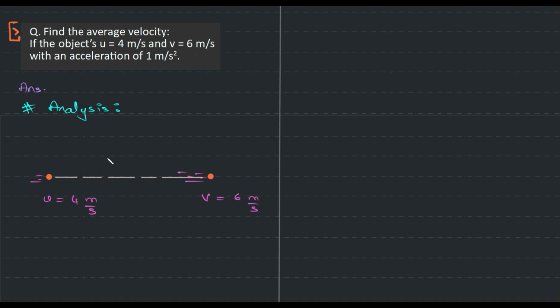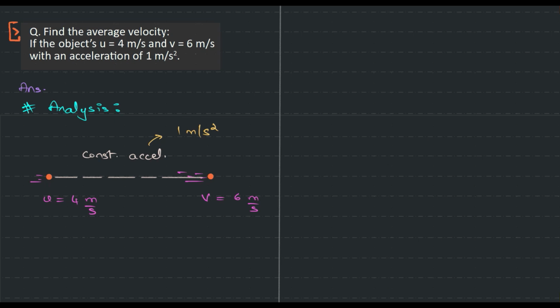Between these two positions, it has increased its velocity from 4 to 6 with a constant acceleration. Yes, we have not done this aspect, but anyways, it's not something new. Acceleration, you guys know, is how much velocity is changing with respect to time. So it's a constant acceleration scenario, and that turns out to be 1 meter per second square. Now we're trying to figure out your average velocity.